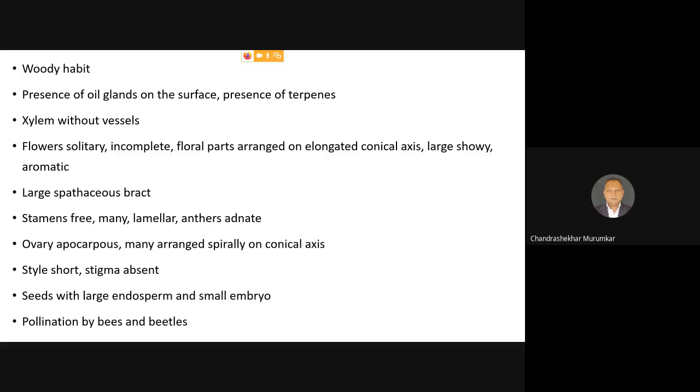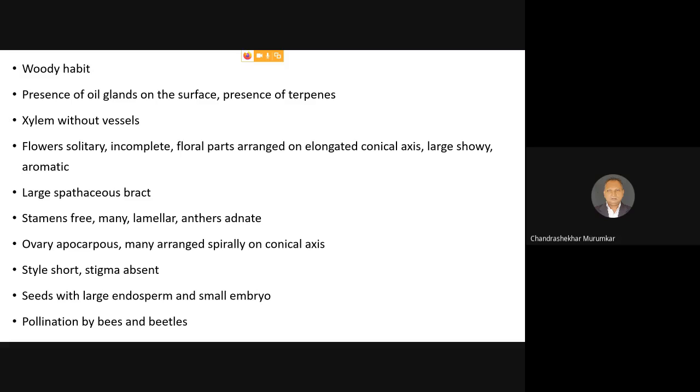So why this particular Magnoliaceae family is important. Now, a small synopsis of what we discussed: Magnoliaceae is exhibiting the woody habit. There is a presence of oil glands on the surface. Now remember, many of the time these glands are present on the outer surface of the stem. So they are present in the form of stalk glands.